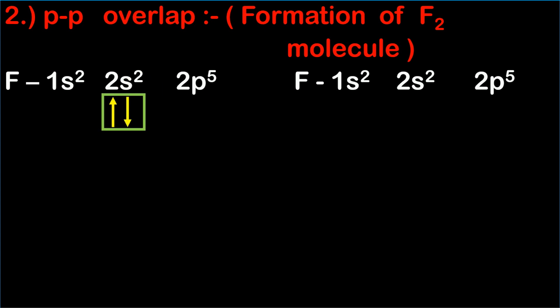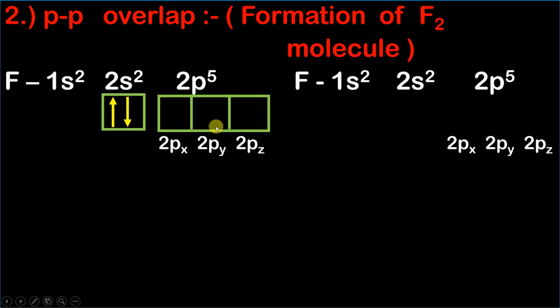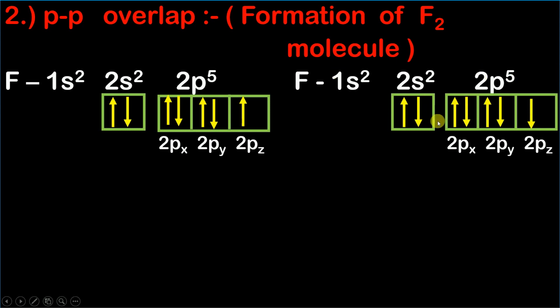Now for this 2p5 orbital, we need to draw 3 boxes. Why 3 boxes? One box for 2px, another box for 2py, and the third box for 2pz. Since it has 5 electrons, let us draw 5 arrows: 2, 3, 4 and 5. Now can I say that this 2pz orbital is incomplete? It is half filled. The same thing happens for the other fluorine atom, because they are both the same, so they are going to have the same things.